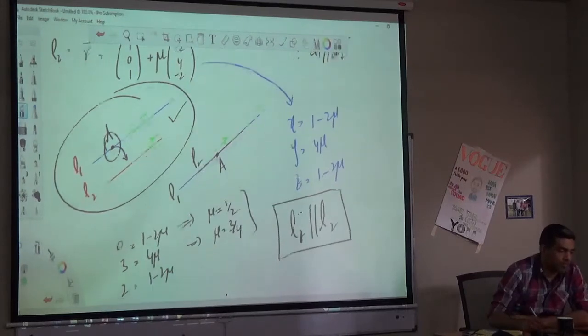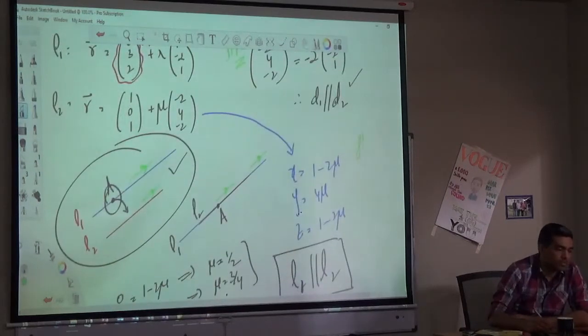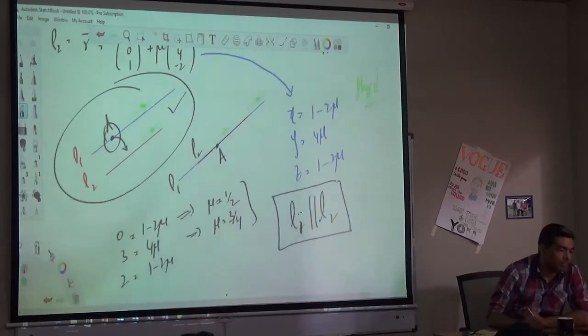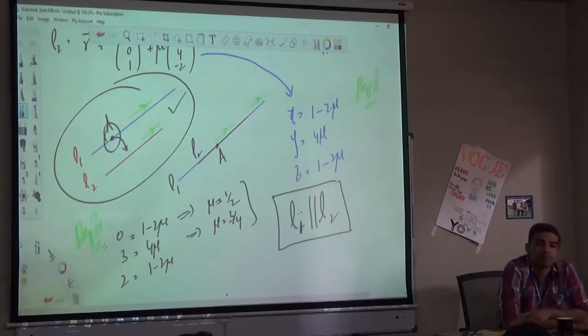So, this is your step 1. This is your step 2. Convert one equation to the parametric form and plug one fixed point into the other one. This is your step 3. Three steps.